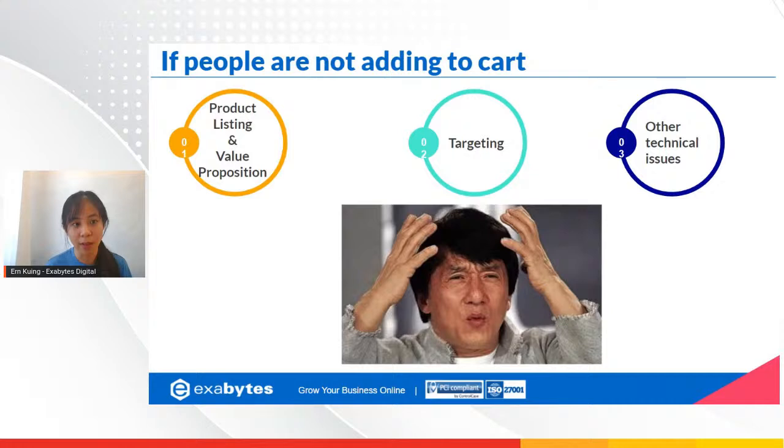We discussed understanding your audience previously. So you would need to continue to optimize your targeting to make sure that you are targeting the right audience to look at your products. And the next thing is kind of minor, but it could be the reason why people are not adding to cart. There could be some technical issues. So let me go through each of these 3 points in more detail.